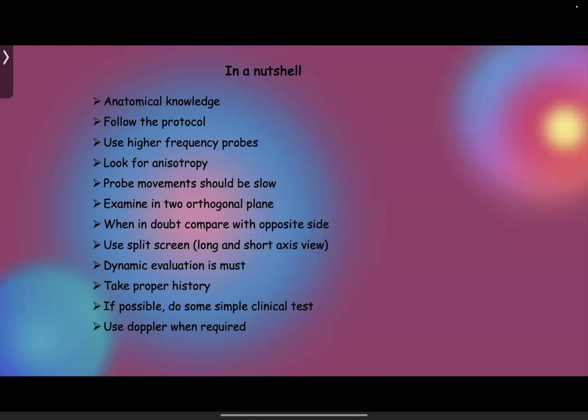So I think I have covered everything, and this nutshell is very important. Whenever you are doing any sort of MSK ultrasound, you should remember these points.